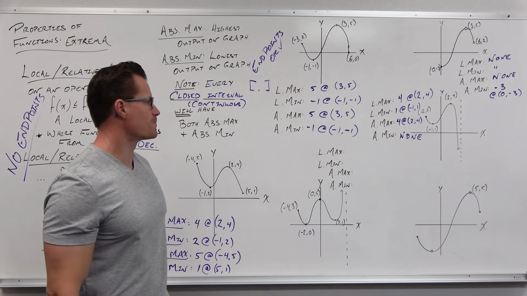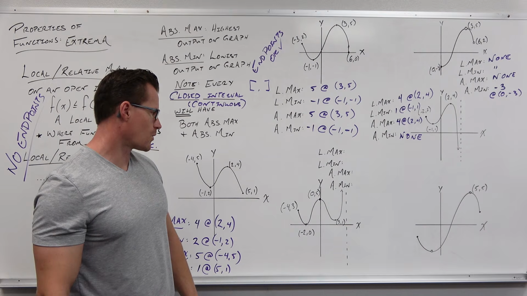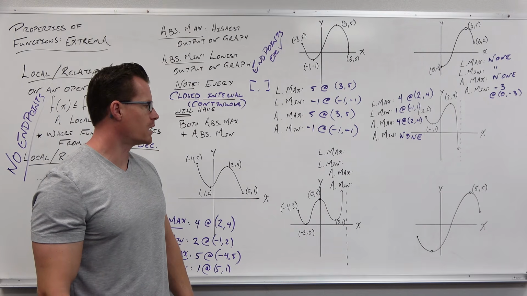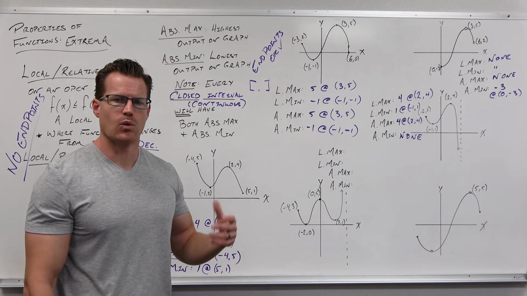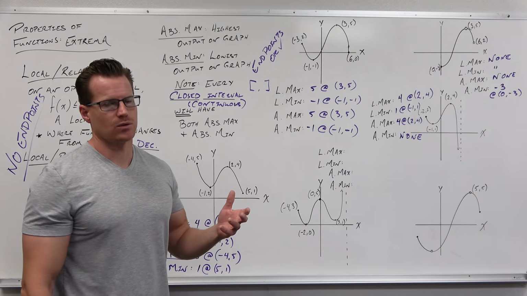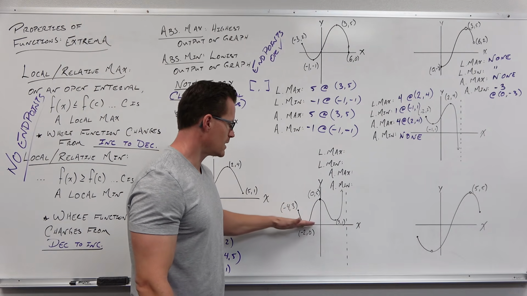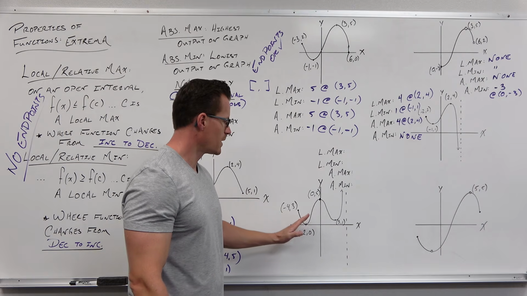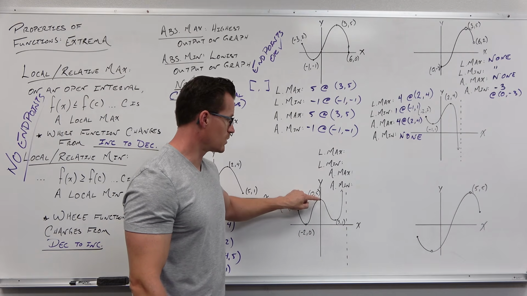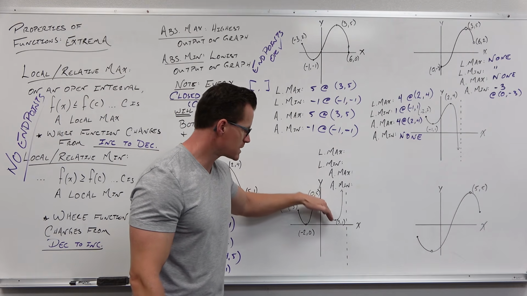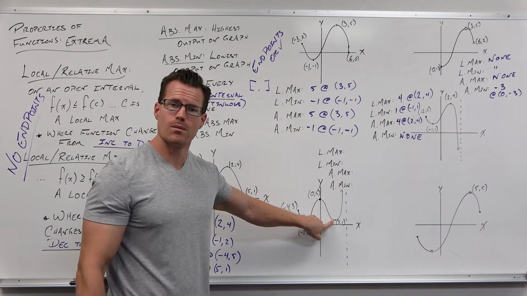All right, moving forward, can you have more than one local maximum and more than one local minimum? Absolutely you can. So here, we're decreasing and then increasing. Okay, that's a local minimum. We're increasing and then decreasing. Okay, that's a local maximum. We're decreasing and then increasing. That's a different local minimum.